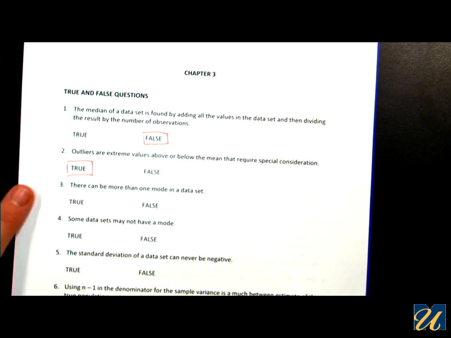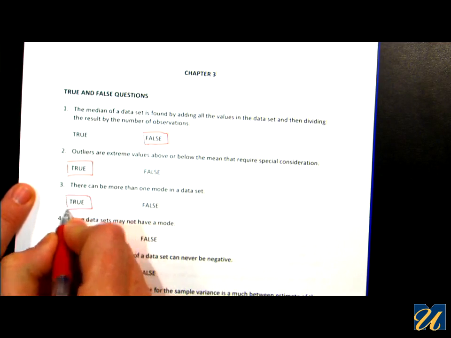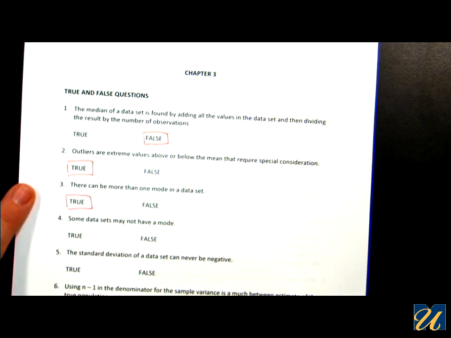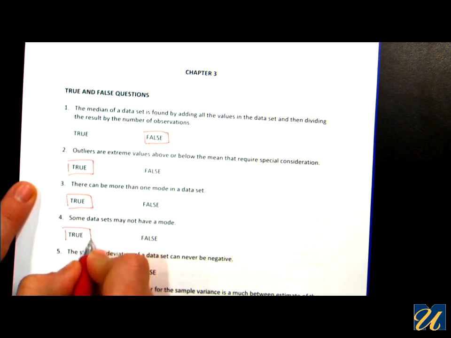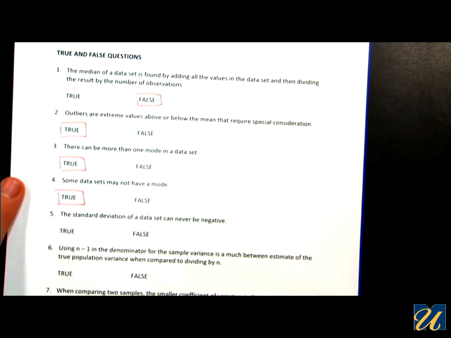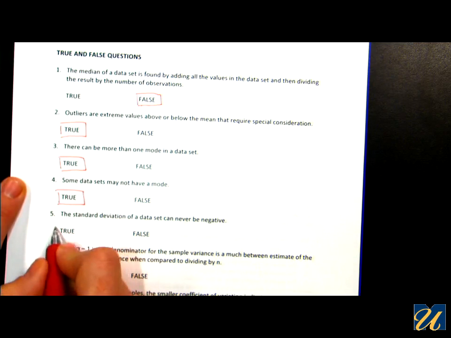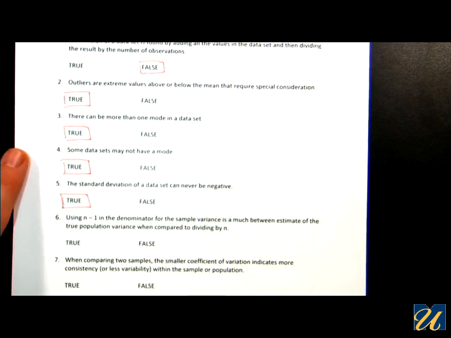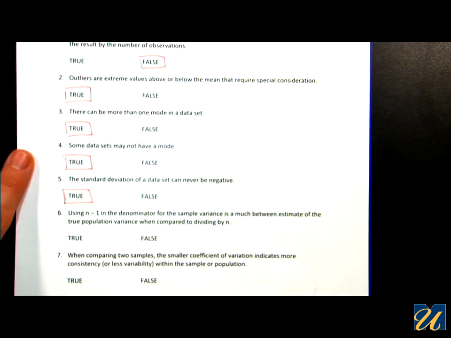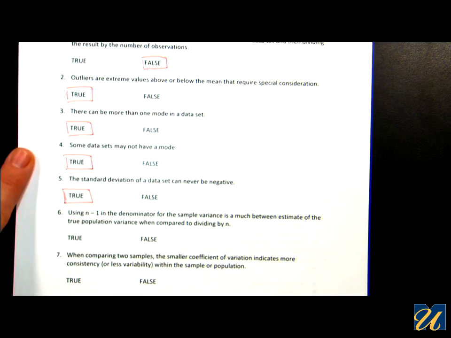There can be more than one mode in a data set. That is also true. There can be more than one, or there can be 0 modes. Some data sets may not have a mode. Absolutely, we just mentioned that. The standard deviation of a data set can never be negative. This is correct. 100%, you can never have a negative standard deviation. It measures the distance. You can never have a negative distance.